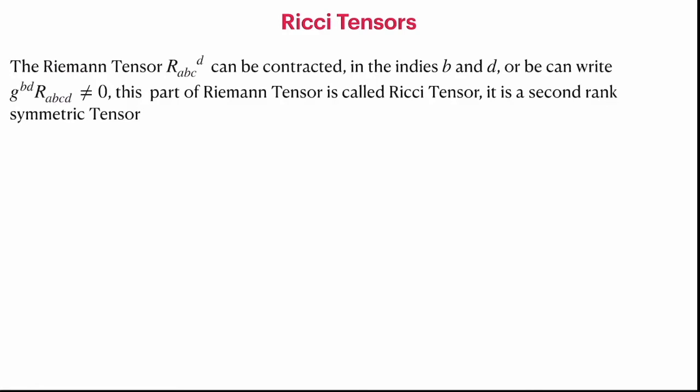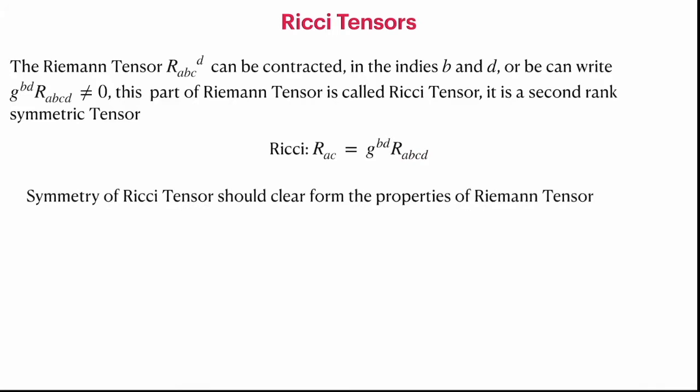So we construct a second rank tensor, which is called the Ricci tensor, by contracting two indices of the Riemann tensor, which is defined as R_AC equal to g^BD R_ABCD. That means we are contracting between the indices B and D. So this gives the Ricci tensor. By simply looking at it, we can make out that the Ricci tensor is a symmetric tensor, and that would have n(n+1)/2 components in an n-dimensional Riemann space.